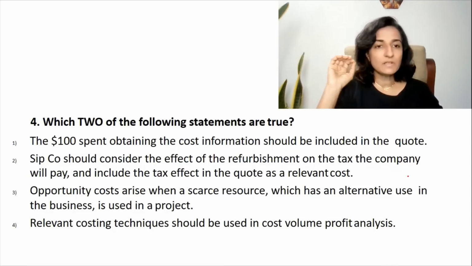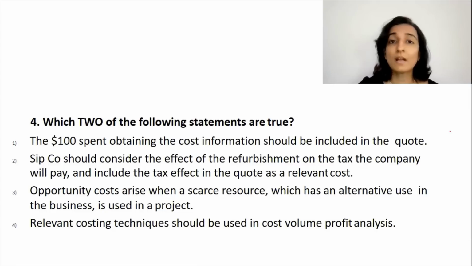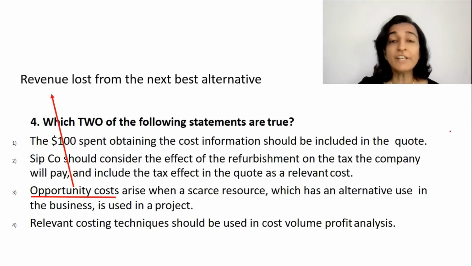Now the third statement, opportunity cost arises when a scarce resource which has an alternative use in the business is used in a project. Now, what is opportunity cost? Opportunity cost is the revenue lost from the next best alternative. Suppose you're having two job offers. The first job offers you $10,000 salary and the second job offers you $2,000 salary. Which job will you select? The $10,000 job, correct?